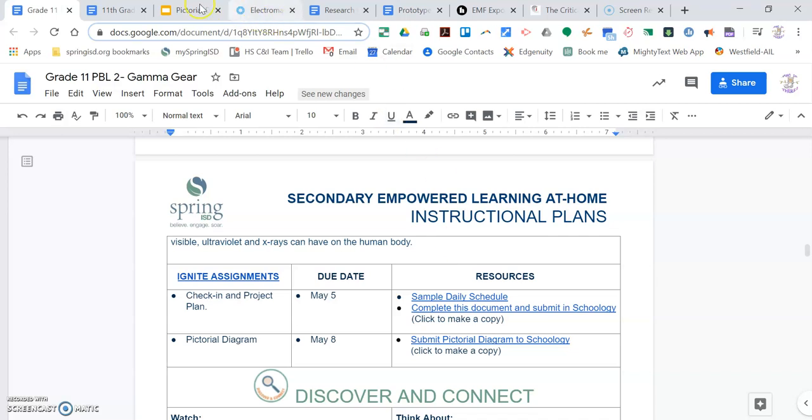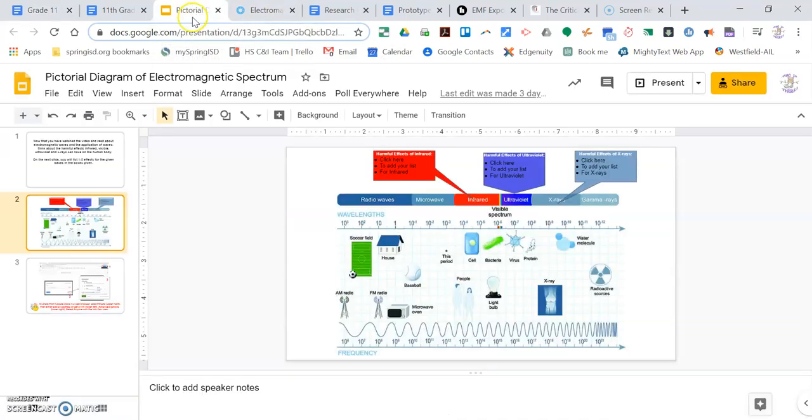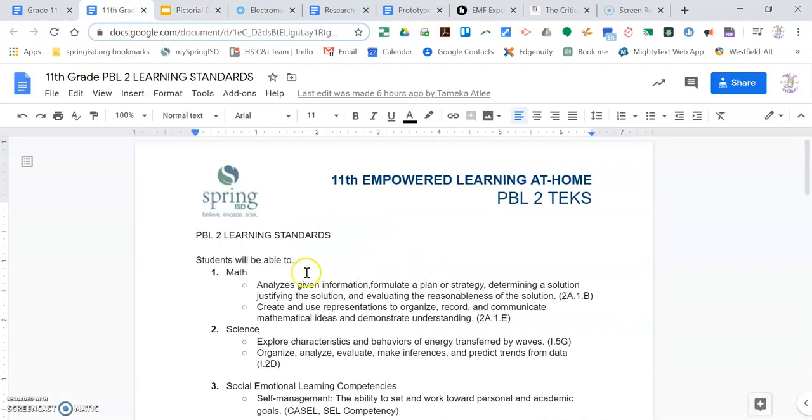Then for the first week's assignments, they're going to focus on their check-in, and then they'll focus on their pictorial diagram. Let's look a little bit at that, but first, let me go back and cover the standards we're going to talk about.